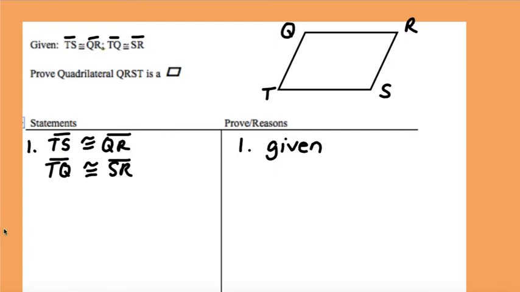All right, so let's look at an example here. I give you a figure that looks like a parallelogram, but Coach Fred keeps reminding me I'm not allowed to just say it is. But I do tell you that TS is congruent to QR, so I'm going to mark my diagram, and that TQ is congruent to SR. And I look at this and I'm like, okay, I want to prove this is a parallelogram. In order for me to prove this, would I have to be able to prove that maybe opposite sides are parallel?